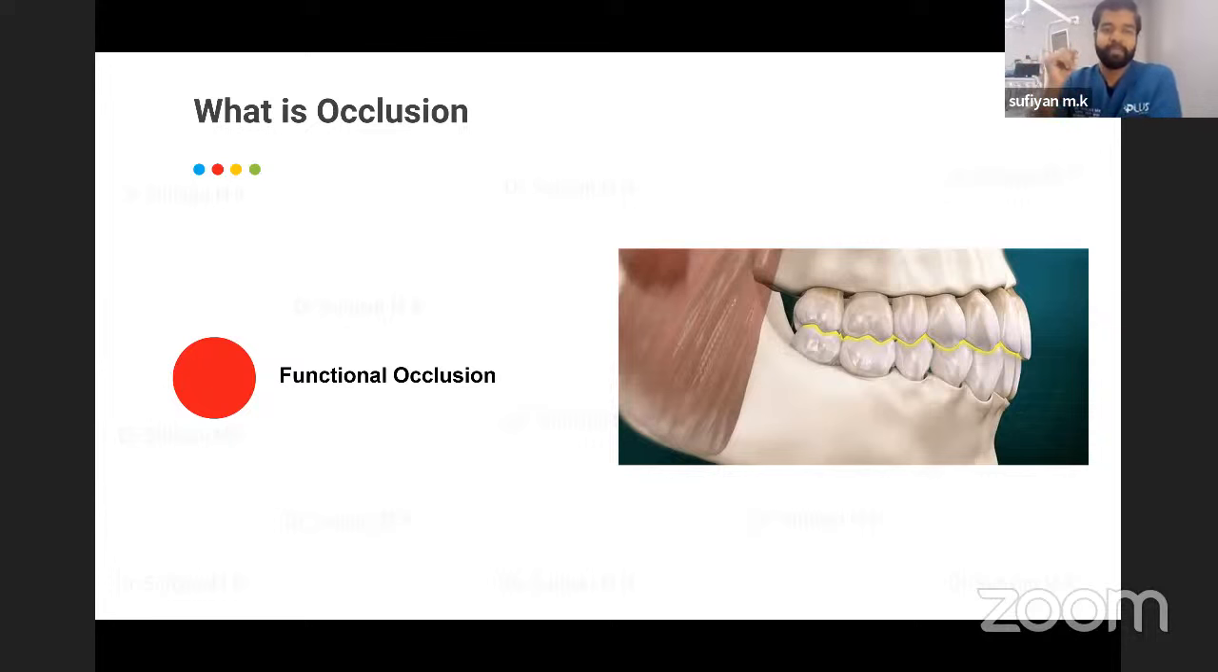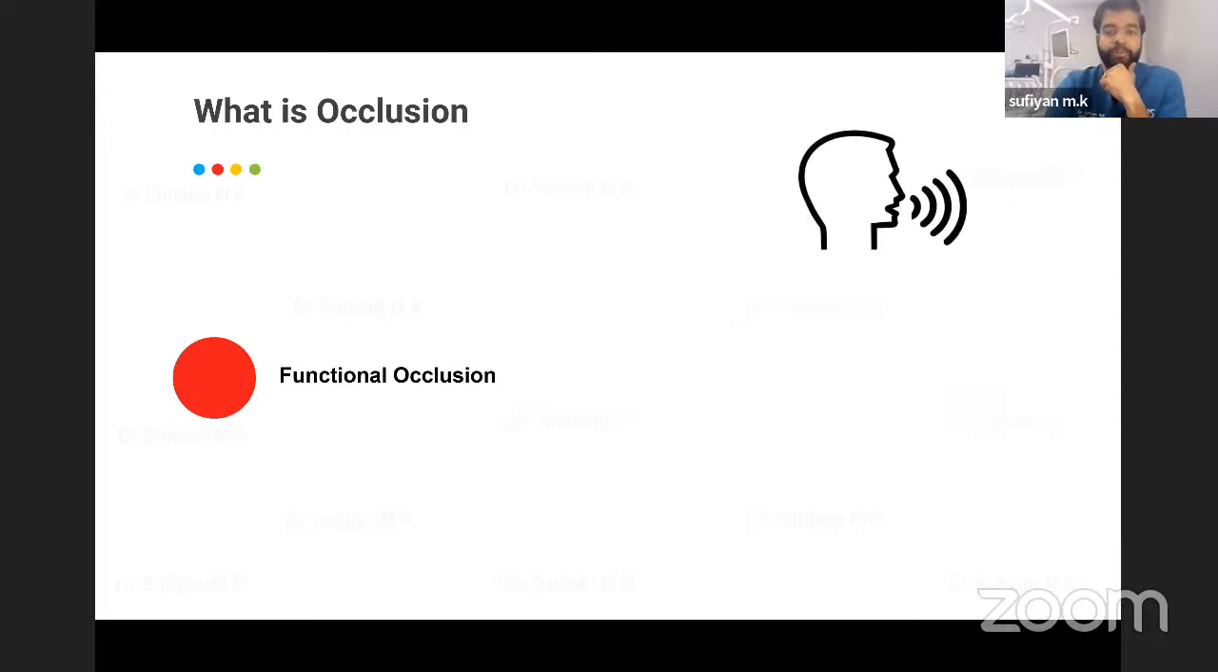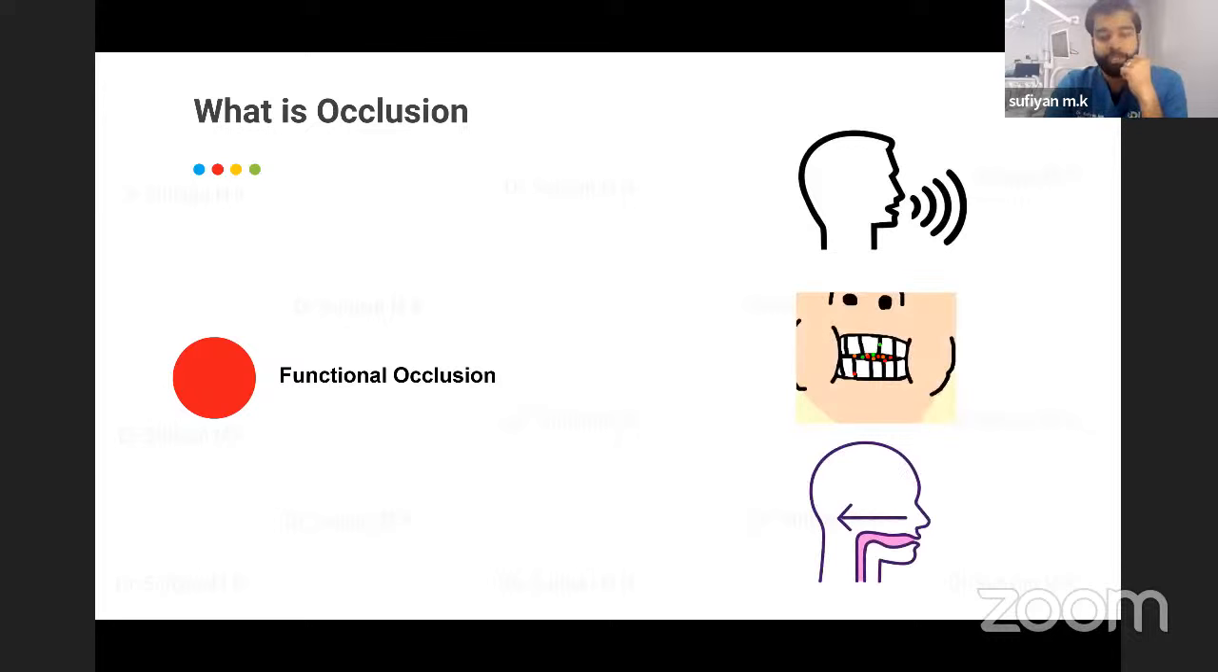Next, I'm interested in the functional occlusion. If I can tell you in a simple way, functional occlusion is nothing but occlusal contacts of the maxillary and mandibular teeth during function. Which are these functions? The first is speech, the second is chewing, that is mastication, and the third is swallowing. These are the three areas where functional occlusion comes into play.